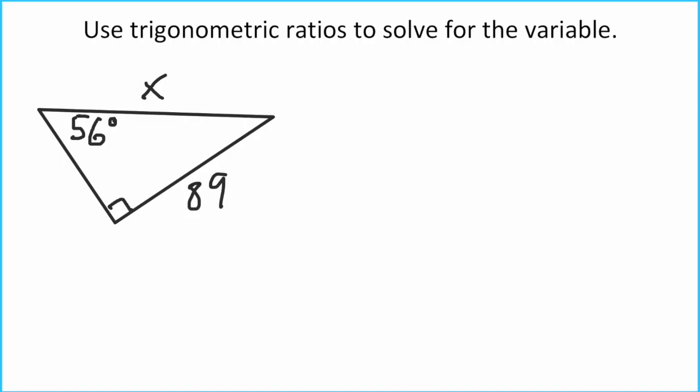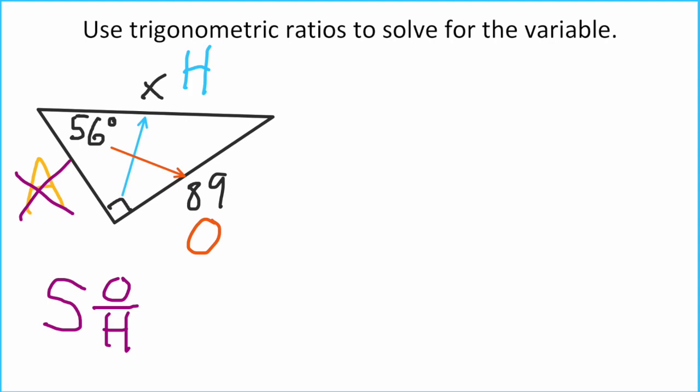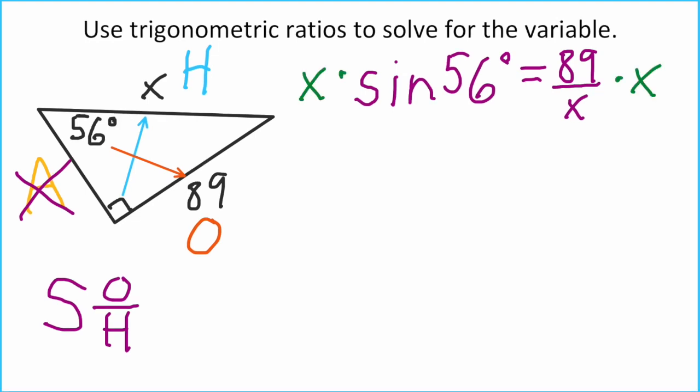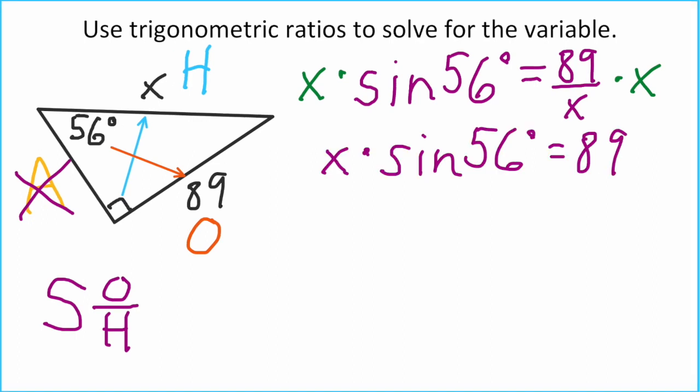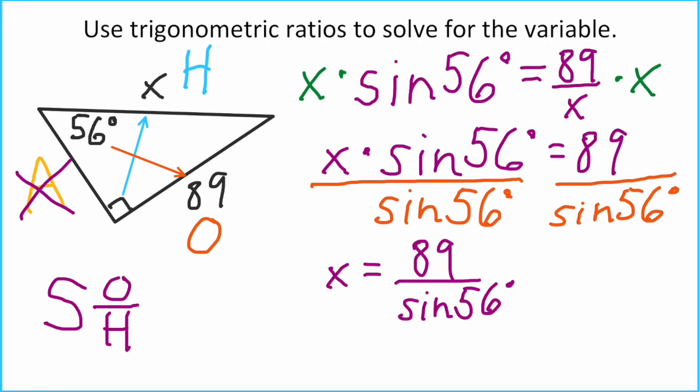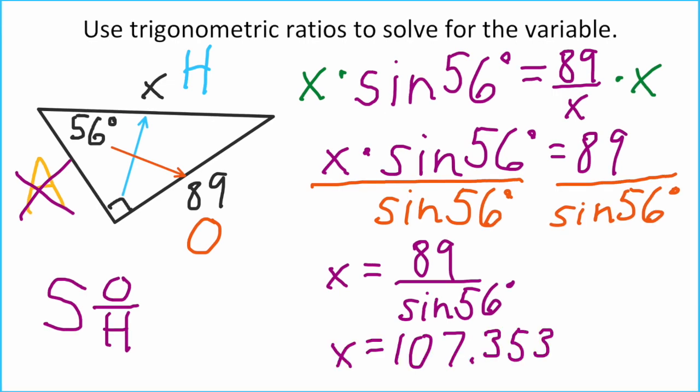Next problem. All right, mark your hypotenuse, opposite, and adjacent. This time we're not using adjacent. So we've got sine of 56 degrees is 89 divided by x. And so we multiply both sides by x to get rid of the fraction. And then we need to divide by sine of 56 degrees on both sides. Our exact answer is going to be 89 divided by sine of 56 degrees. On the calculator, you should get 107.353.